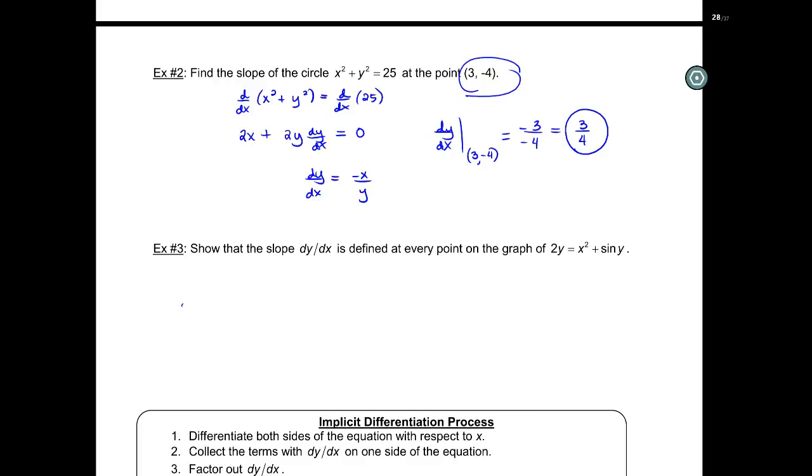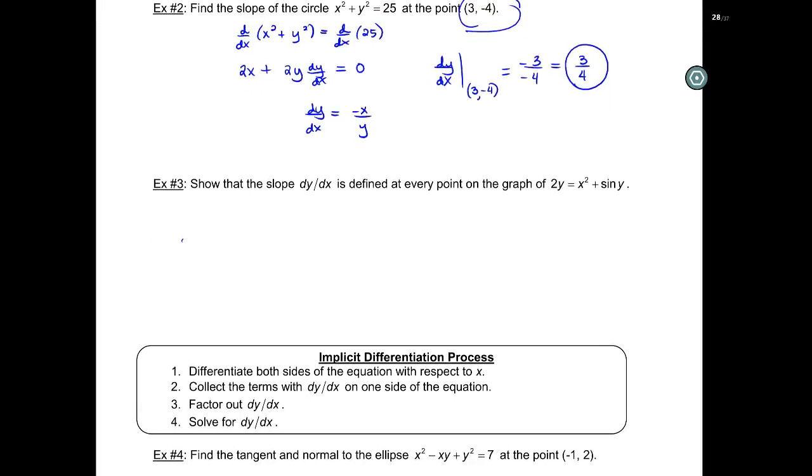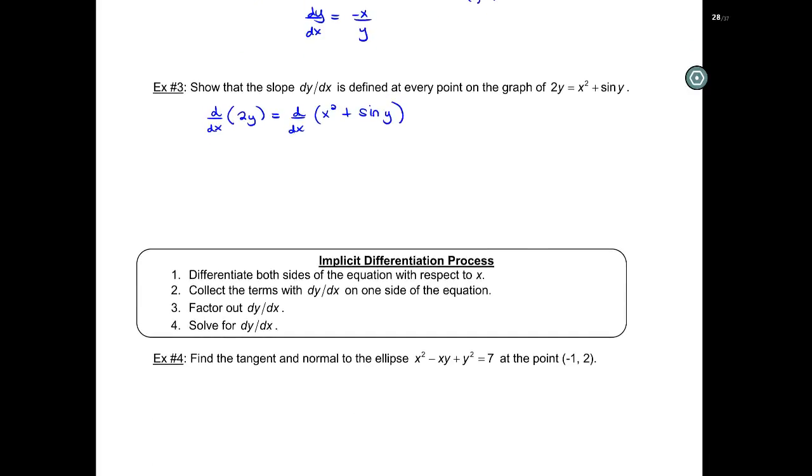All right, example 3. Show the slope dy/dx is defined at every point on the graph of 2y equals x squared plus sine y. So first thing, I'm going to just do d/dx of both sides. Okay, what would the derivative of 2y give us? 2. And then what? dy/dx.